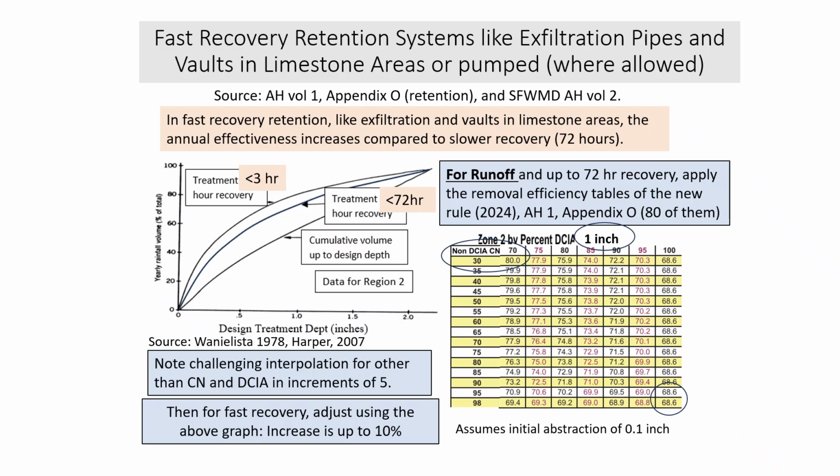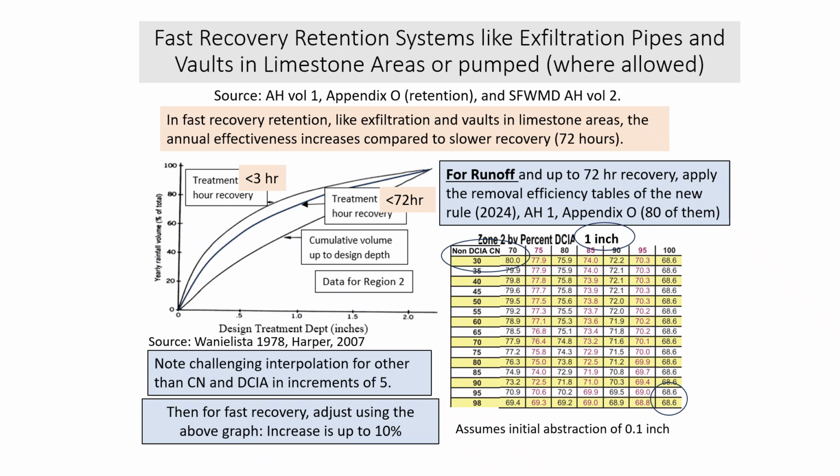Another significant improvement we'll discuss relates to calculating retention removal, especially for sandy soils or areas where infiltration occurs at a much faster rate than typical, such as limestone regions, or through the use of select media. These are what we call fast recovery retention systems, which include exfiltration pipes, underground vaults, particularly in limestone areas, or even pumped systems where permitted. The key advantage of these fast recovery systems is a notable increase in annual effectiveness compared to slower recovery methods, specifically those with recovery times exceeding 72 hours.